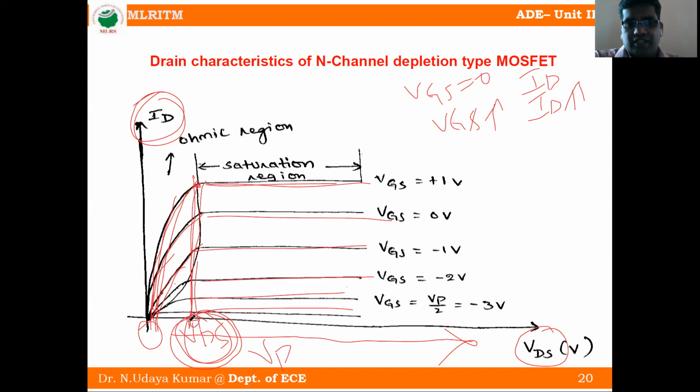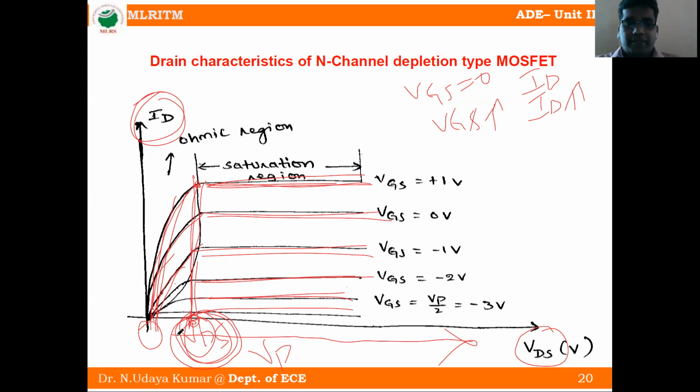From this VDS, this point, the drain current is almost in saturation. So it is a constant from this point VDS equal to VP, that is the pinch off voltage. From the pinch off voltage, almost ID is constant. ID is constant beyond the pinch off voltage.